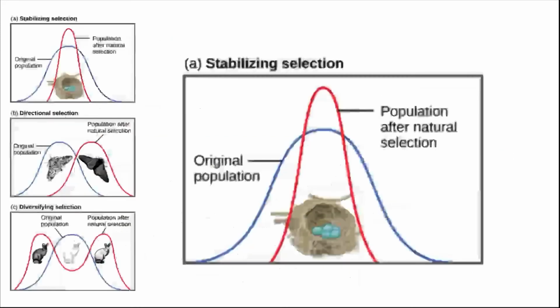The pressures of natural selection can have a wide range of effects on populations. Let's look at some of those effects here. One of those effects is stabilizing selection. In stabilizing selection, a more refined, fine-tuned, and specific morphology is selected for.